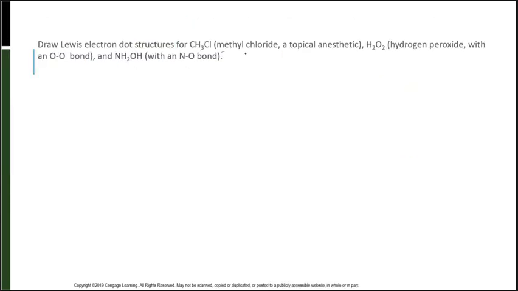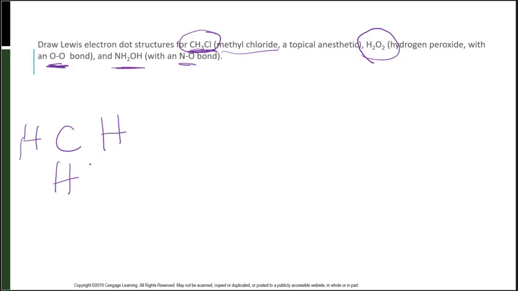Let's try this one. Methyl chloride, which is CH3Cl. Let's try H2O2. And in H2O2, the 2 O's have a bond connected together. And NH2OH, and there's an NO bond. Let's set those up. I'll help you get it started. CH3Cl, that's C with 3 H's and a Cl. Now do your valence electron count.